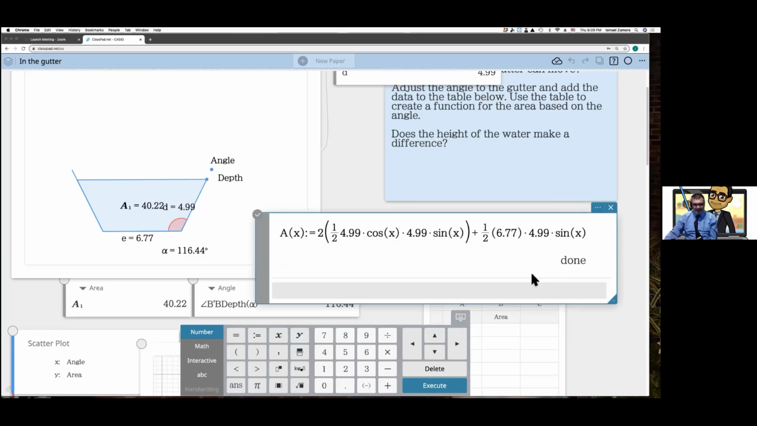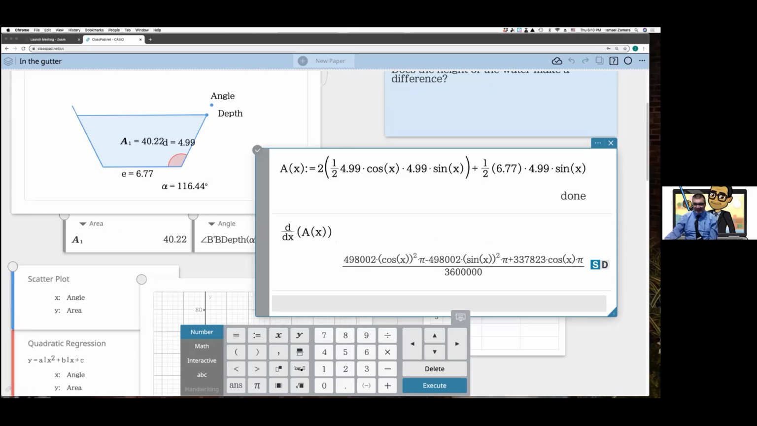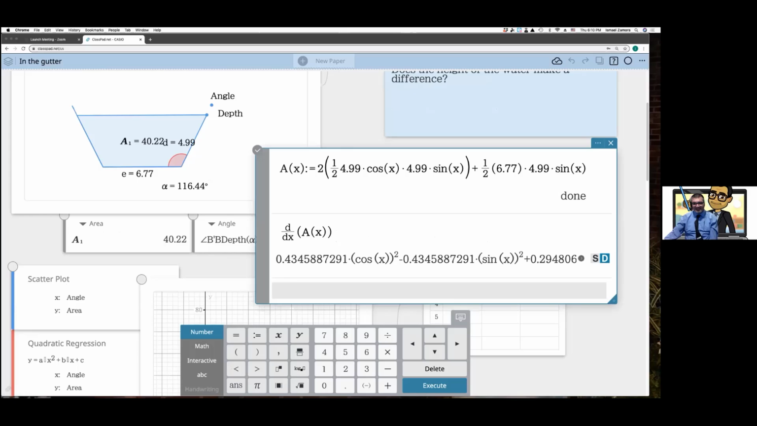So notice the computer has said I'm done. That's good, because what I want to do is take the derivative and solve for when this equals 0. First thing I want to do is take the derivative. So math, derivative in terms of x of A of x. There's my derivative in all its grandeur, all its glory. There it is as a decimal. I will leave it as the exact answer.